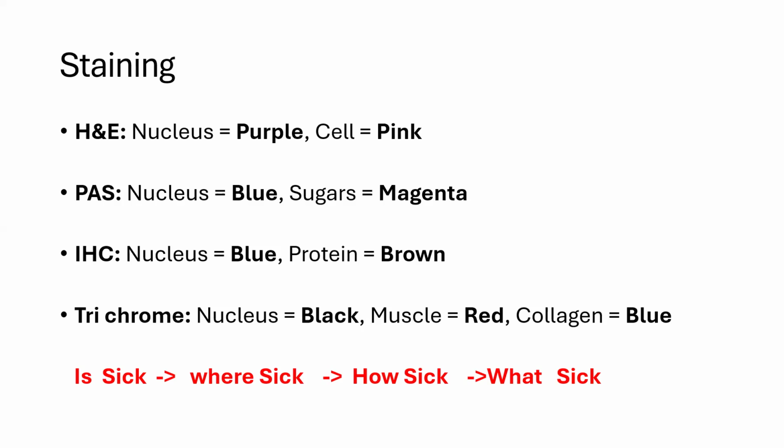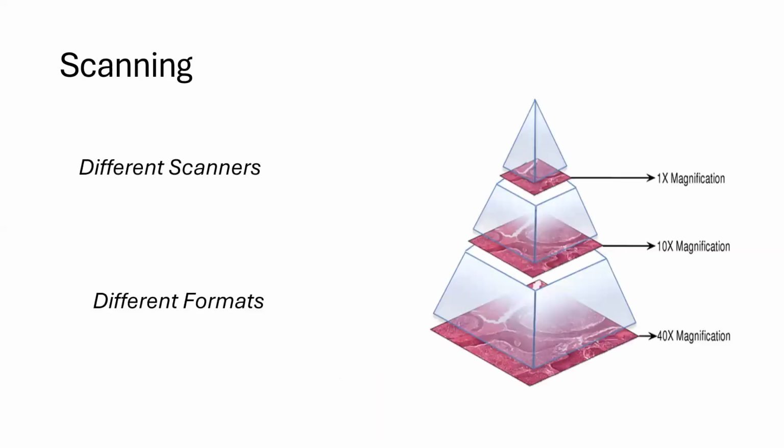So each one indicates different things. H&E will check whether the biopsy is a sick one, PAS will show where the sick part is, IHC will show how sick, and trichrome will show what is sick. So each indication is needed. Commonly used models sometimes go for H&E or PAS only, but for a model to learn, it should see all types of data. That should be the rule.